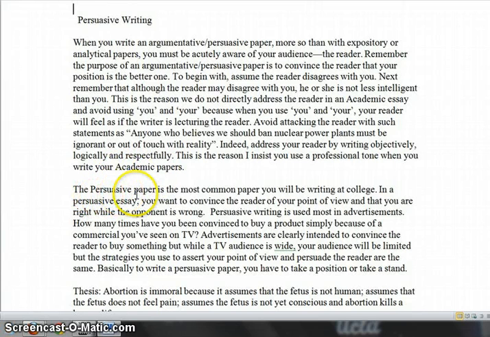The persuasive paper is the most common paper you will be writing in college. In a persuasive essay, you want to convince the reader of your point of view and that you are right while the opponent is wrong. Persuasive writing is used in advertisements. How many times have you been convinced to buy a product simply because of a commercial you've seen on TV? Advertisements are clearly intended to convince the reader to buy something.